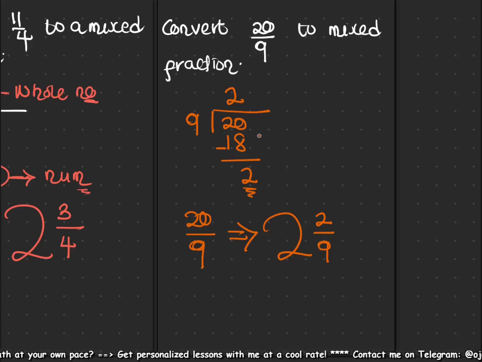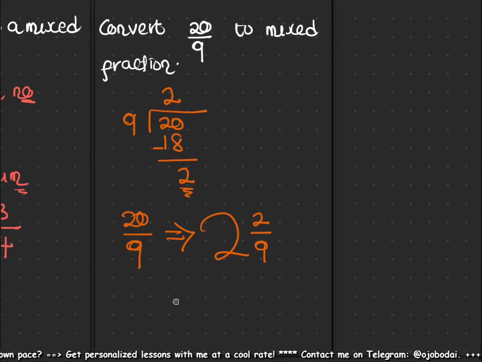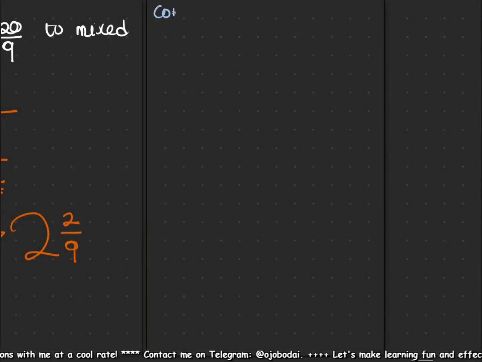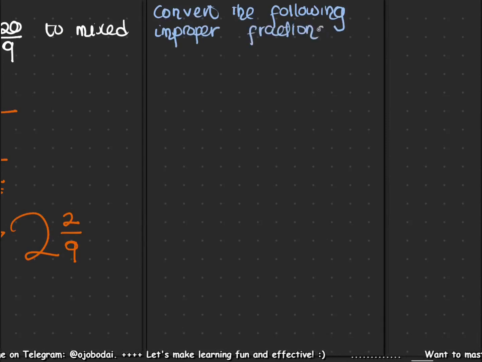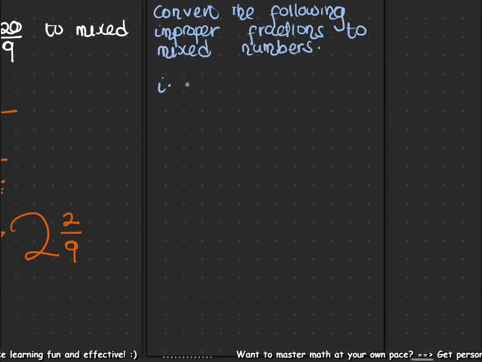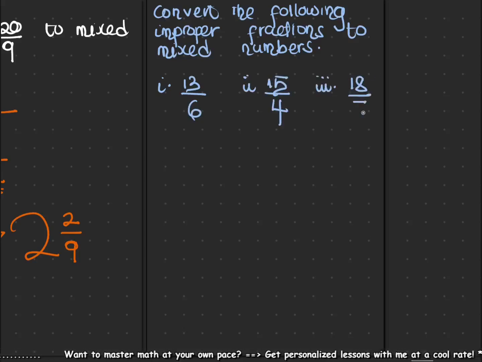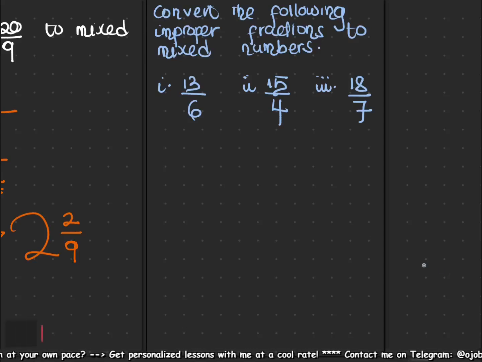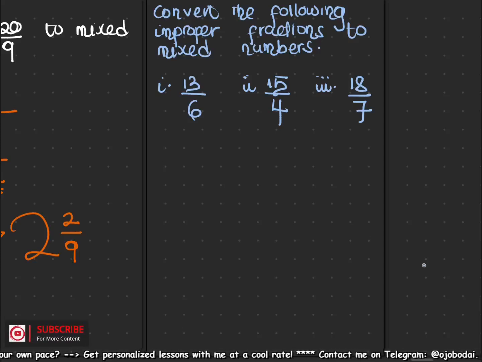Well done. Now let's write down some exercises you can try on your own at your free time. So these are some questions we can try our hands on. Convert the following improper fractions to mixed numbers. The first one being 13 over 6, then the next one 15 over 4, and the very last one 18 over 7.